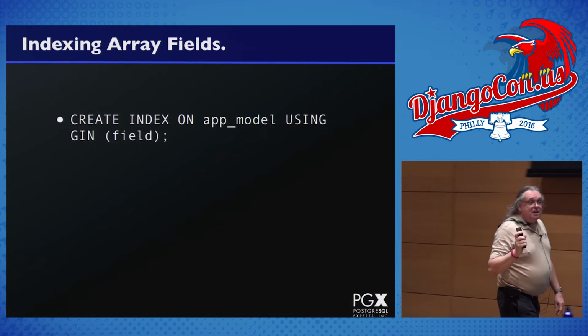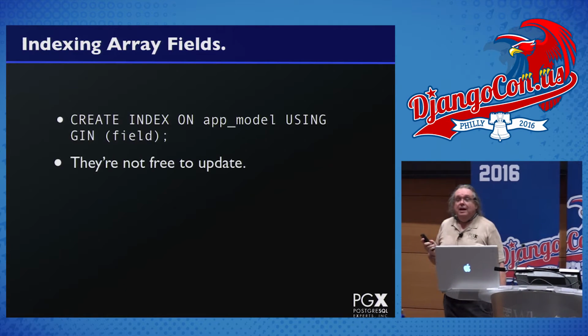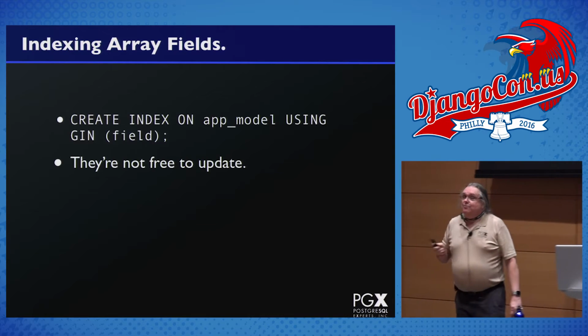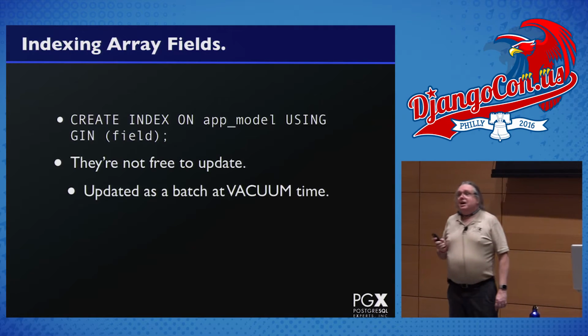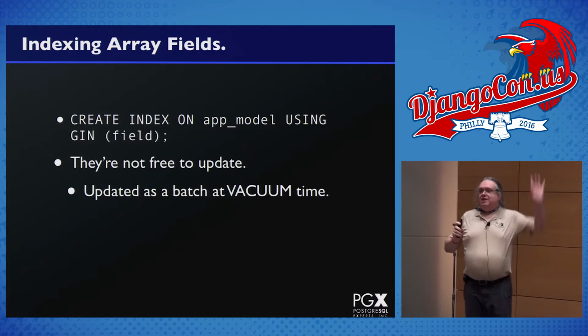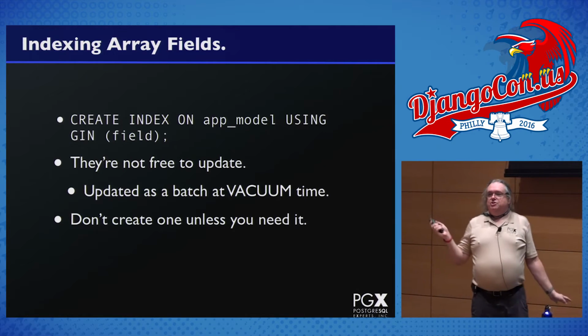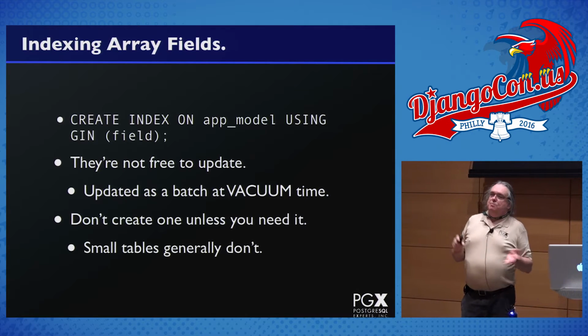So you throw in this fancy using GIN field clause. One downside of GIN things is they're not free to update. They're actually updated in a batch when you do a vacuum. And if that makes no sense at all to you, just ask me up the booth about that. So don't create one unless you need it. Specifically, if it's a small table, like an easy little mapping table, the whole thing's going to be in memory, so don't do this. But if it's a big table, do that.